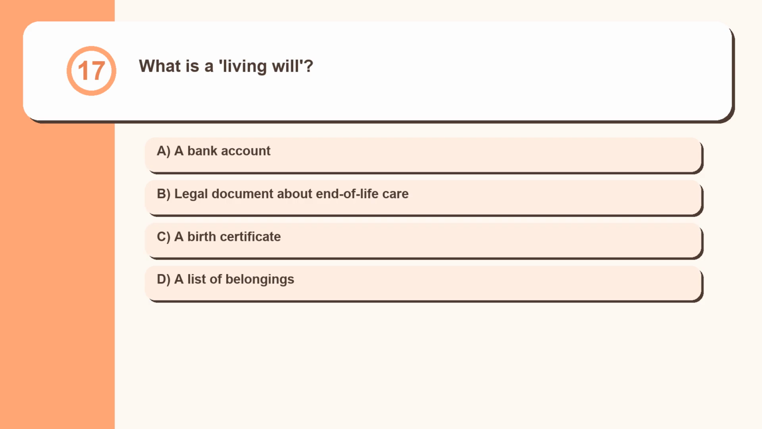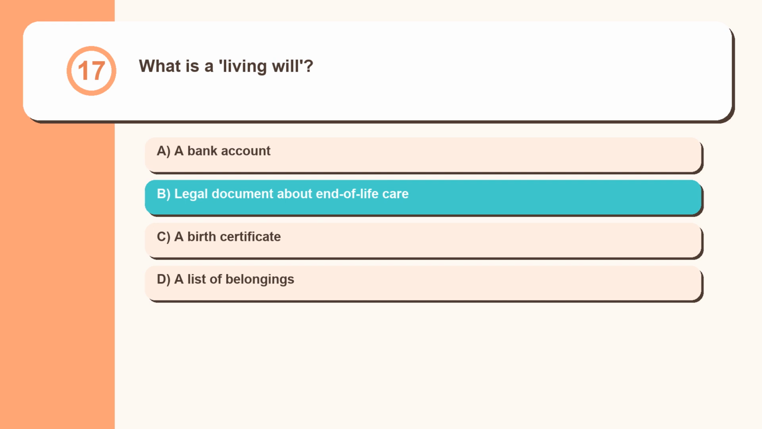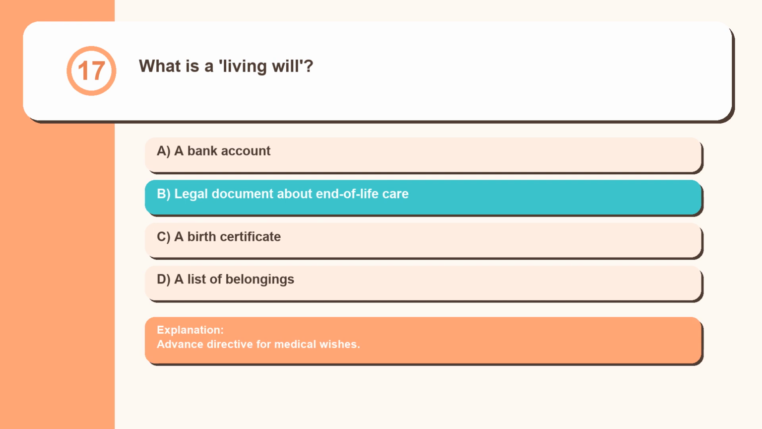Question 17. What is a living will? A bank account. A legal document about end-of-life care. A birth certificate. A list of belongings. An advance directive for medical wishes.